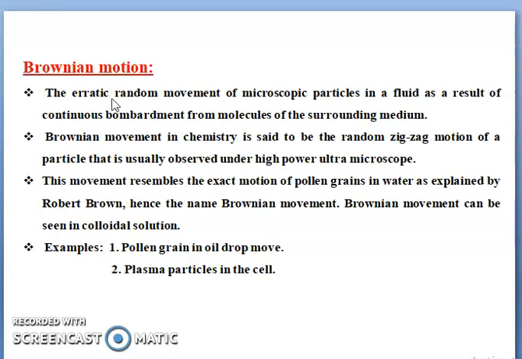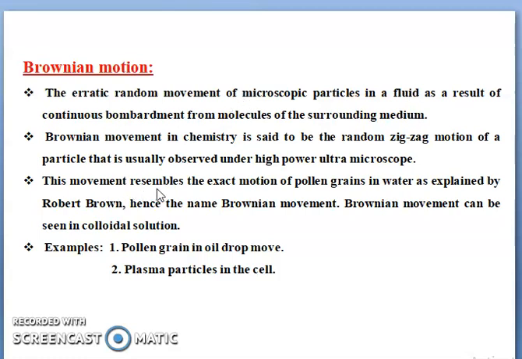Brownian motion is the erratic random movement of microscopic particles in a fluid as a result of continued bombardment from molecules of the surrounding medium. Brownian movement in chemistry means the random zigzag motion of particles, usually observed under the high power of an ultramicroscope. There is no sequence. The particles move by themselves in the fluid in a zigzag pattern.